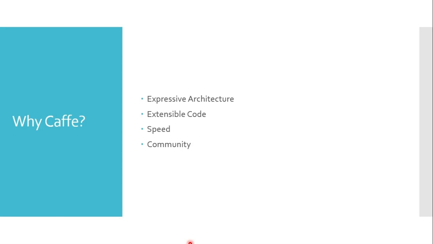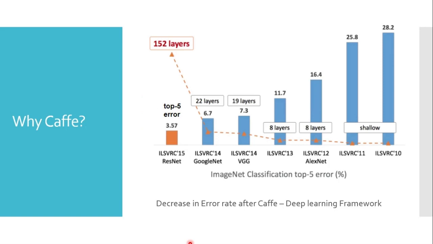Community. As mentioned earlier, since it's an open source library, a huge number of research projects are powered by Caffe, and every single day something new is coming out of it. This graph depicts the decrease in the error rate after Caffe was introduced, from 28.2 to 3.57. That's a commendable achievement. The deepest Caffe neural network has about 152 layers.